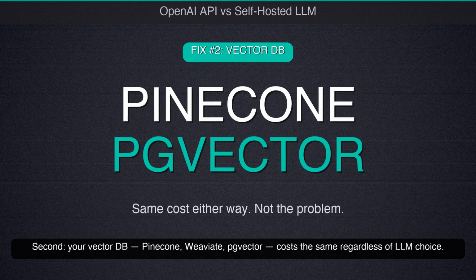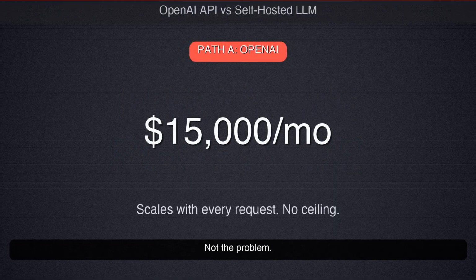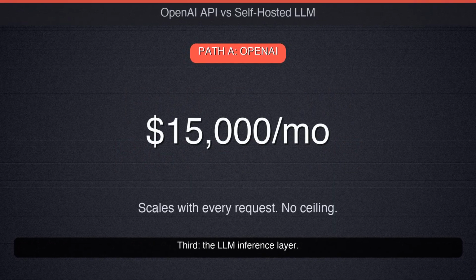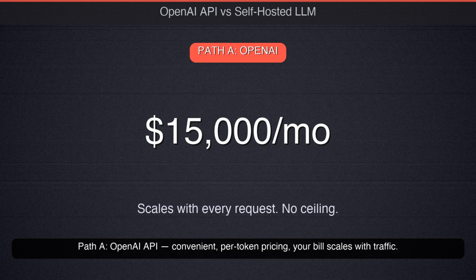Second, the vector database. Pinecone, Weaviate, pgvector. They retrieve top K chunks in 5 to 20 milliseconds. A few hundred to a couple thousand a month, regardless of your LLM choice. Third, and biggest, the LLM inference layer.